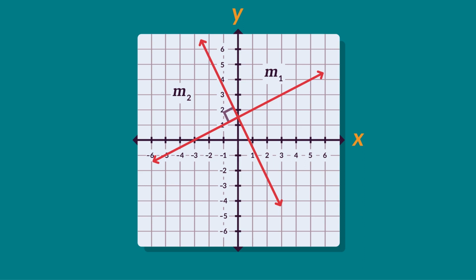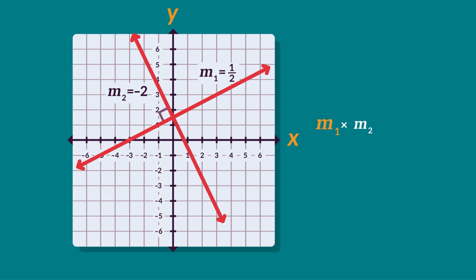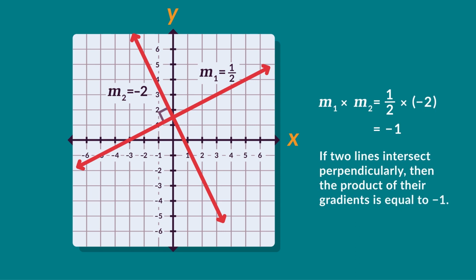Line 1 has a gradient of m1 equals 1/2. Line 2 is perpendicular to line 1, and the gradient m2 equals negative 2. What do we notice about the gradients m1 and m2? If we multiply the gradients of the two graphs, m1 times m2, the result is negative 1. So the product of their gradients is negative 1. This property is true for any two perpendicular lines.